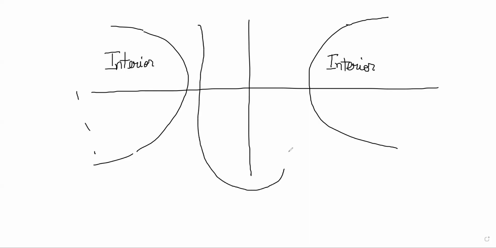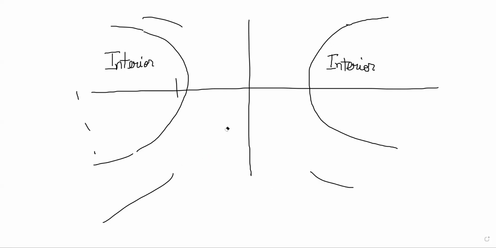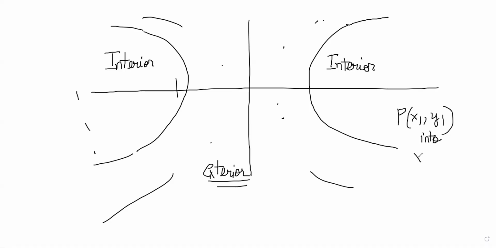And this whole region is the exterior of the hyperbola. Right? Everywhere here, that is the exterior of the hyperbola. And how do we decide whether a particular point is in the interior or exterior of a hyperbola? What we can do is we can put the point P(x1, y1) into the hyperbola equation x square by a square minus y square by b square minus 1 equals 0.